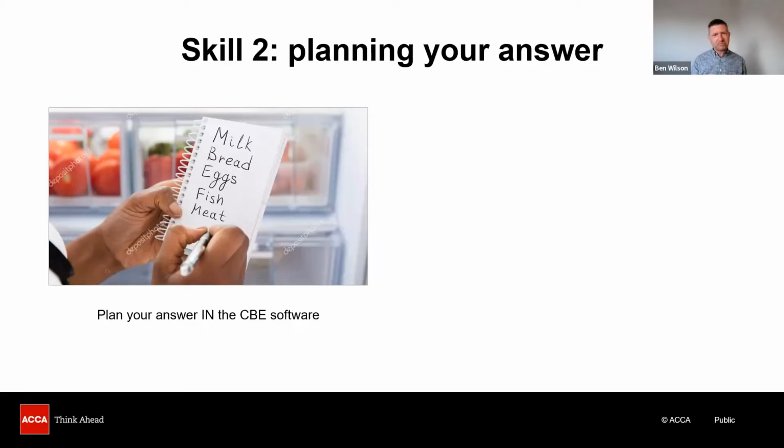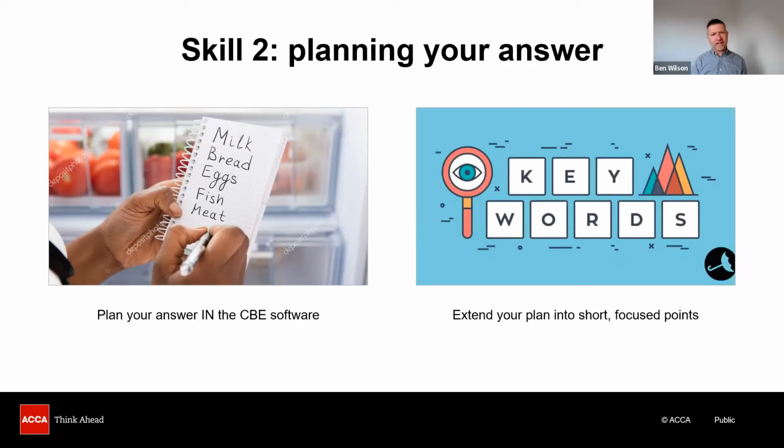And it also helps you to be more efficient, because I then take my plan and I don't type it out in full again from scratch. I just add words into my plan to extend it out into a full written answer. Okay, and that's my second part of my planning. I take the planned points that I've generated, and then I extend them out into full written points.